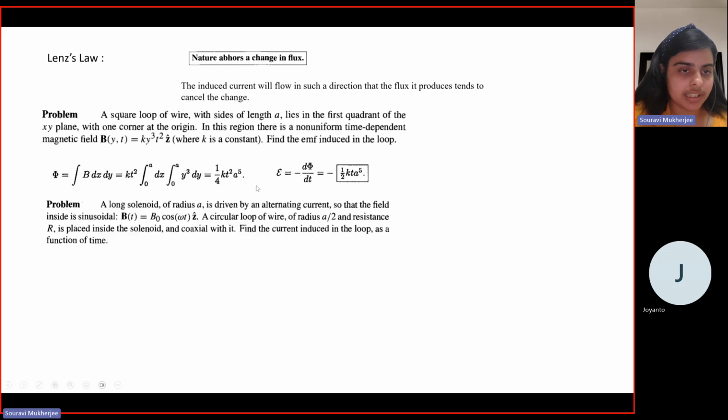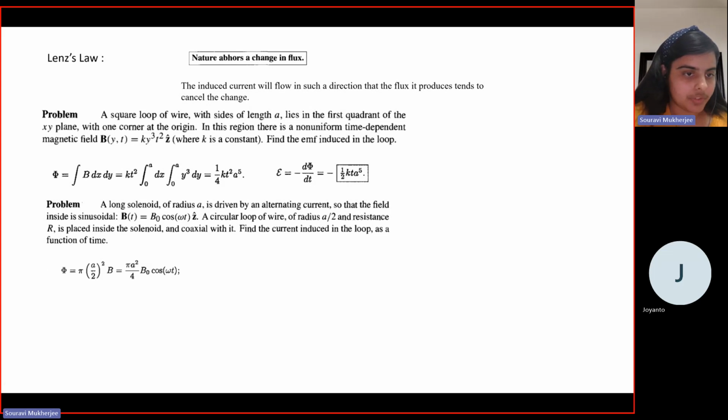Another could be something like this. Here you have a long solenoid with some radius A, which is driven by an alternating current, so that B is again a function of time. And you have a circular loop of wire of a given radius, and the resistance is specified as R. It is asked what is the current that is induced. So what do we do? We know that B is changing. That means the flux will change. The area is still constant.